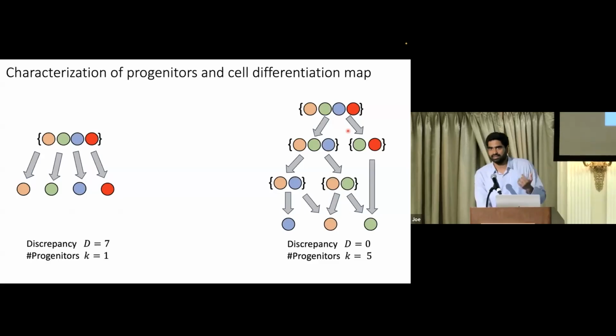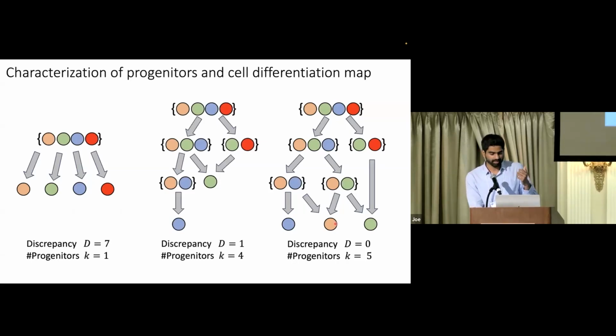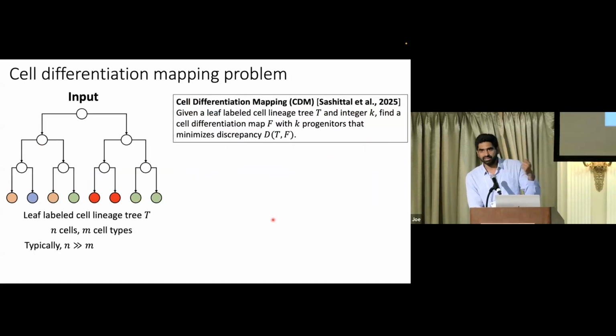So what we observed is that if you only have one possible progenitor, it has to be this kind of cell differentiation map, and that will lead to a lot of discrepancies. Whereas on the other extreme, you can always minimize the discrepancy and make it 0, but then you will have a lot of different progenitors in your cell differentiation map, right? So there's a trade-off, and this was the ground truth for this data set. So there's a trade-off between the number of progenitors and the discrepancy. So simply minimizing discrepancy is not going to work. So the way we pose this problem is, given an integer k, can you find a cell differentiation map with k progenitors that minimizes this discrepancy? So that's the problem that we pose.